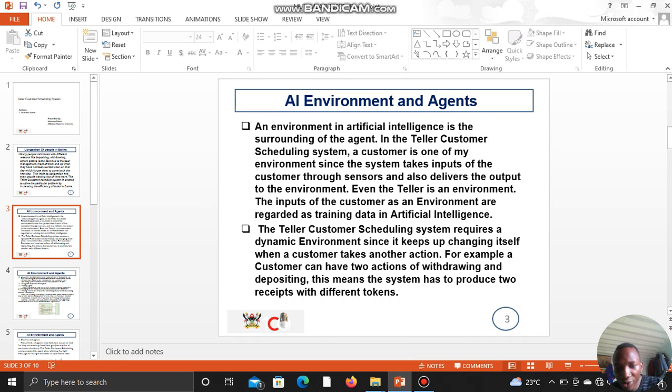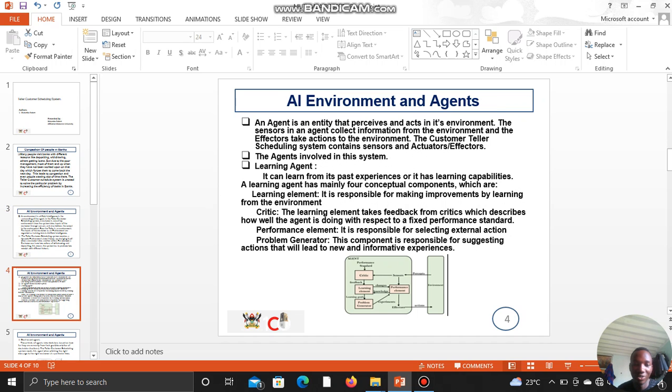So the Teller customer scheduling system requires a dynamic environment, since it keeps changing itself when the customer takes different actions. For example, a customer can have two actions of withdrawing and depositing. This means that the right information is delivered to the right customer at the right time. So this automatically will reduce congestion of people in banks and also save time.